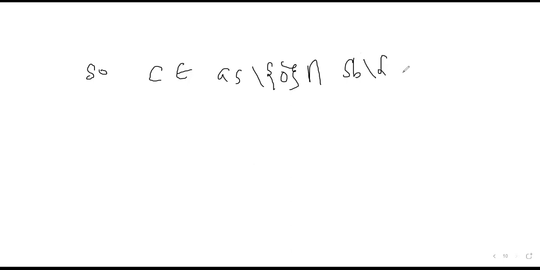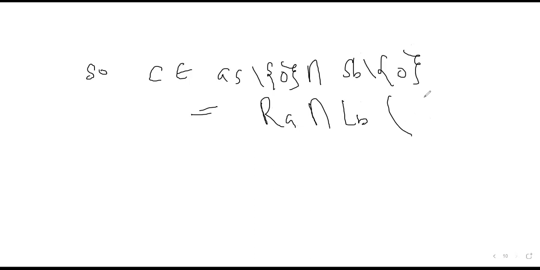So this C actually belongs to AS minus 0 intersection SB minus 0. But by the lemmas we have just proven, AS minus 0 is actually R_A, and this is actually L_B.